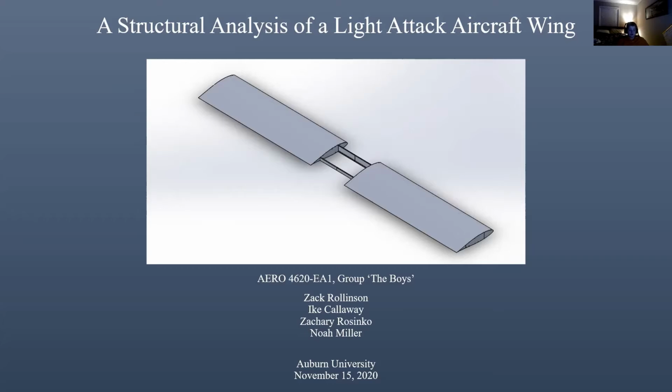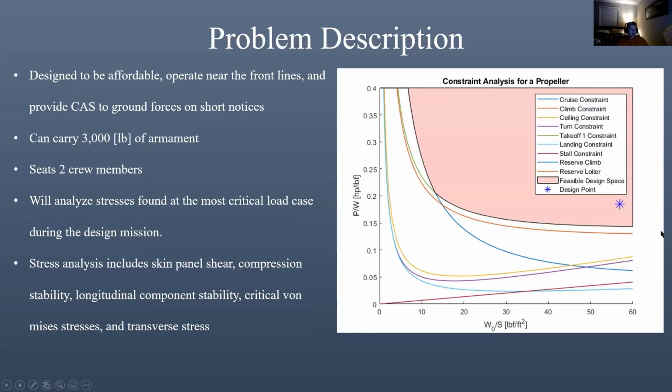So let's begin. For one, our aircraft in general, coming from the AIAA RFP, needs to be designed to be affordable. It needs to be able to operate near the front lines, and it needs to provide close air support to ground forces on short notice. And to support these ground forces, it needs to be able to carry 3,000 pounds of armament, including missiles, bombs, and mounted guns on the aircraft somewhere. It will have 2 crew members, including a pilot and a weapons officer.